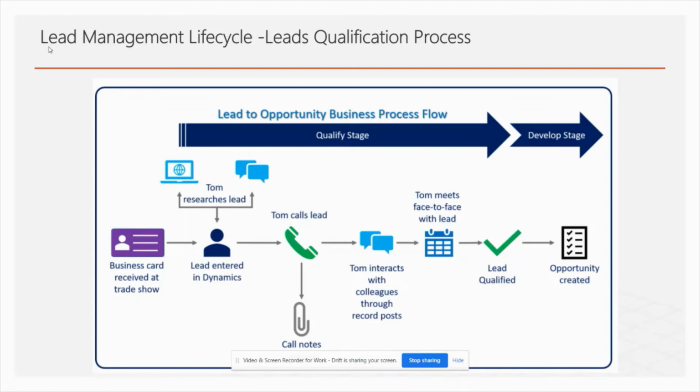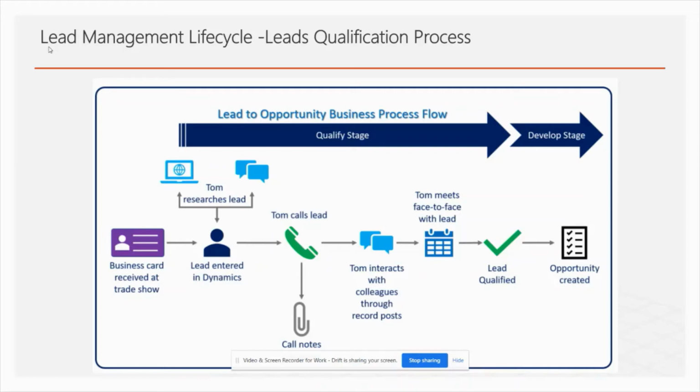Just assume that a business card is received at a trade show. The salespeople exchange business cards, or the potential customer has exchanged the business card at the trade show. After that the lead is entered into the system. Some research is done on this particular lead, then several phone calls or meetings are set up with the potential customer. I'm saying potential customer because the lead is not converted into an opportunity yet. This is just a lead.